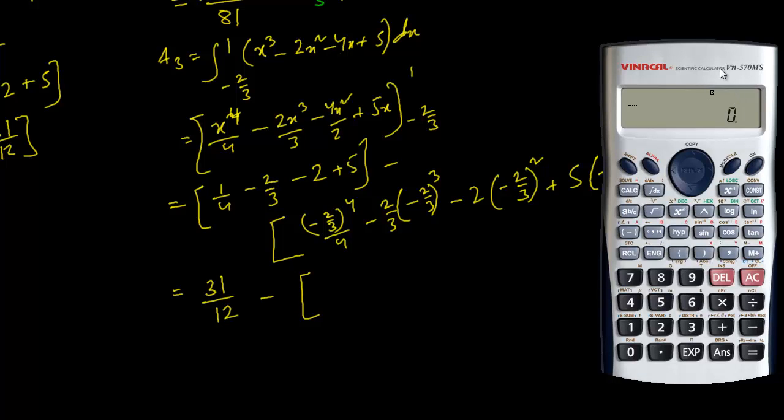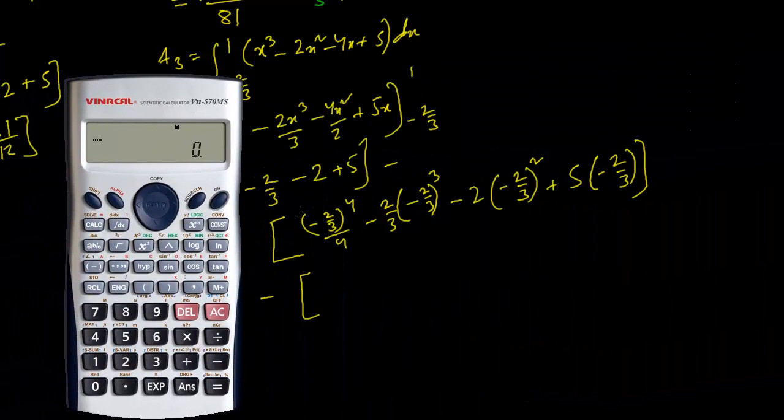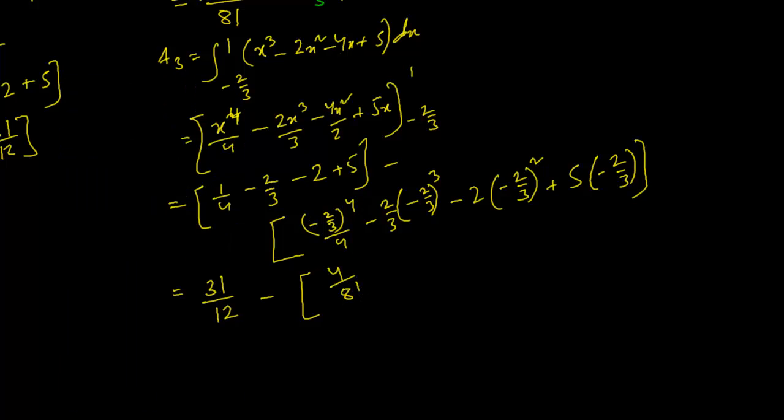So let's try to do the calculation correctly. Okay, so 2 to the power 4 is 16. 3 to the power 4 is 81. So this would be 16 by 81. Now divided by 4. So that would be 4 by 81. And remember, negative sign to an even power is going to be positive. So this would be 4 by 81.